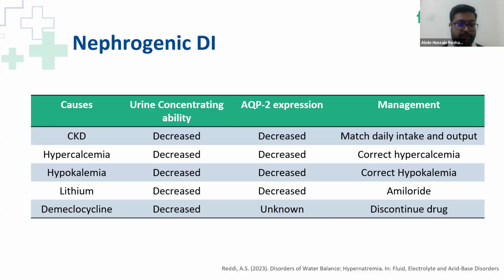For nephrogenic DI, the various causes can be managed accordingly. With CKD, we essentially manage the daily intake and output. We rectify the hypercalcemia or hypokalemia that is happening. For lithium toxicity, we can adjust the doses of lithium, as it mostly occurs due to lithium toxicity. And even if lithium levels are normal, we can use amiloride. For demeclocycline abuse, we should discontinue the drug.